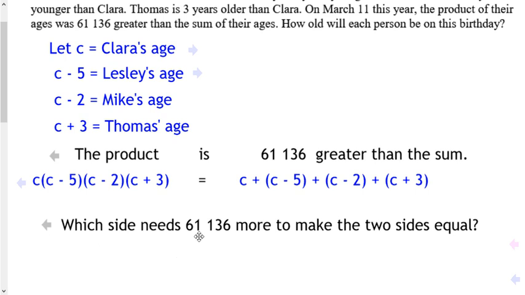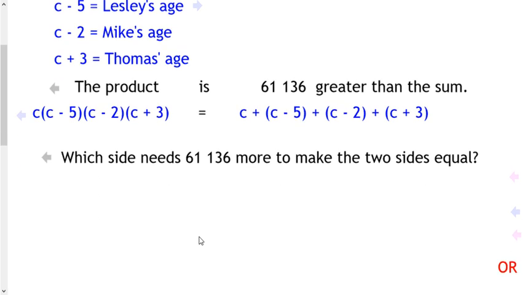Well, hopefully you recognize that since the product is greater, I need to add to the sum side, 61,136. Now I have an equation. Now this equal sign is true. But that's my process to help me when I get confused with questions like this, and maybe it'll be helpful for you as well.